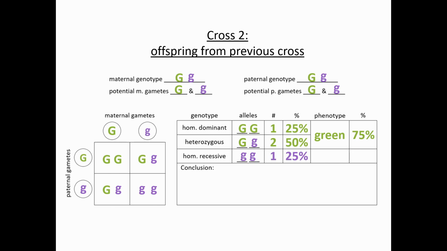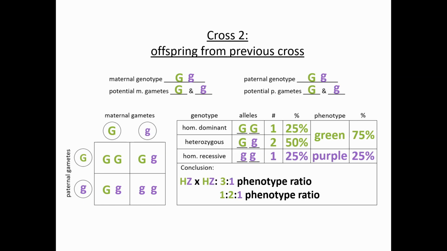Now, both the homozygous dominant and heterozygous individuals will show green as their phenotype. And the only individual who will have the purple phenotype is the homozygous recessive individual. So 75% of our potential offspring will be green and only 25% purple. So we end up with a 3 to 1 phenotypic ratio and a 1 to 2 to 1 genotypic ratio. That's a typo there. It should say genotypic ratio.